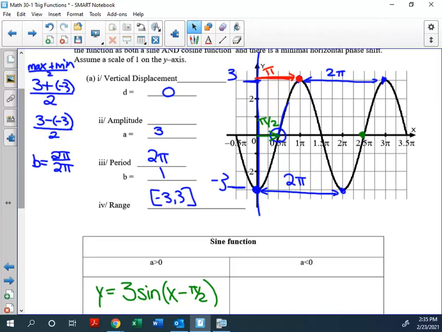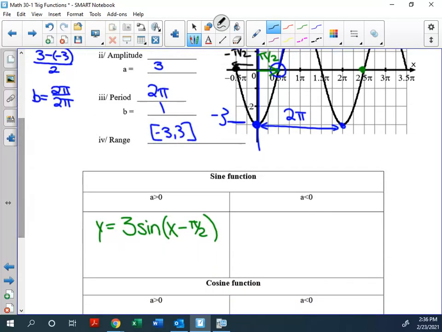All right, last one, negative sine. Well, if positive sine starts center up, negative sine will start center down. So when I see center down, I'm kind of trained to always look as close as I can to the axis. So I see this as a shift pi over 2 to the left. That's the start of the reflected sine graph. So its equation would be negative 3 sine x plus pi over 2.